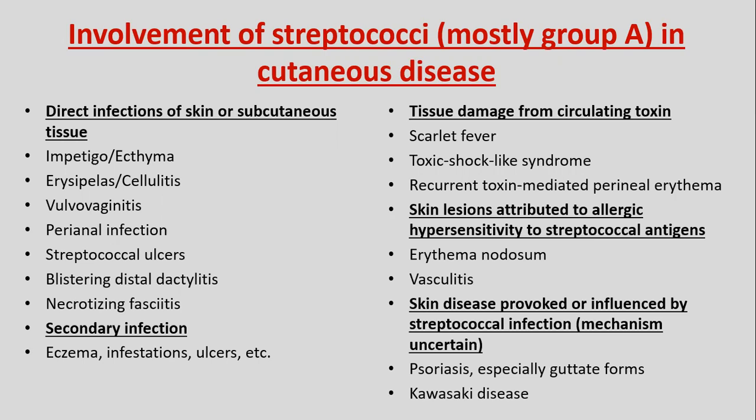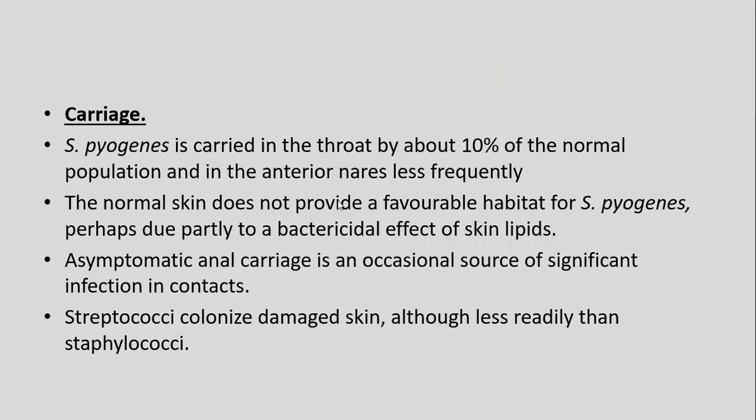Then some skin lesions are attributed to allergic hypersensitivity to streptococcal antigen. They include erythema nodosum and vasculitis. Then skin diseases which are provoked or influenced by streptococcal infection, where the mechanism is uncertain. The first is guttate psoriasis and the second is Kawasaki's disease.